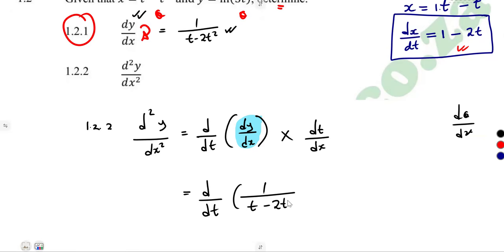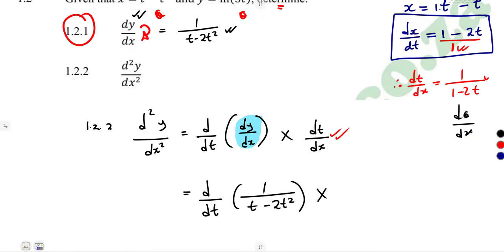Minus 2t squared, like this, times whatever you're going to get after differentiating, multiply it by dt/dx. Where is this one from? It is from here, dx/dt. Since dx/dt is 1 minus 2t, it is the same as over 1. So if I want dt/dx from these, I simply have to find the inverse, 1 over that. So it's 1 over 1 minus 2t from dx/dt.